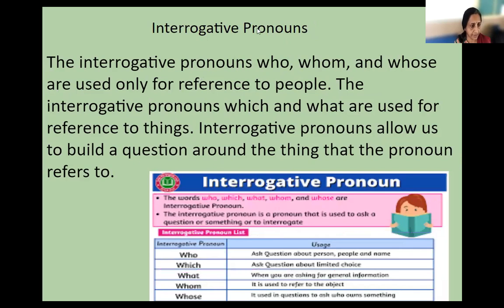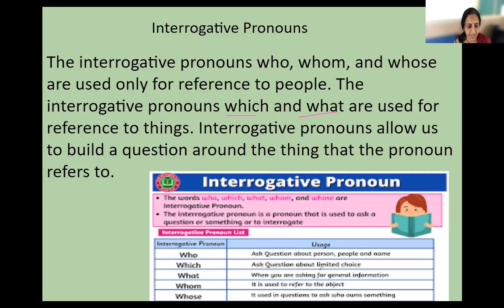Then we have the interrogative pronouns. Interrogative pronouns whom, whose are used only for reference to people. The interrogative pronouns which and what are used for reference to things. Interrogative pronouns allow us to build a question around the thing that the pronoun refers to. So the normally used are who. It asks a question about person, people, and name.